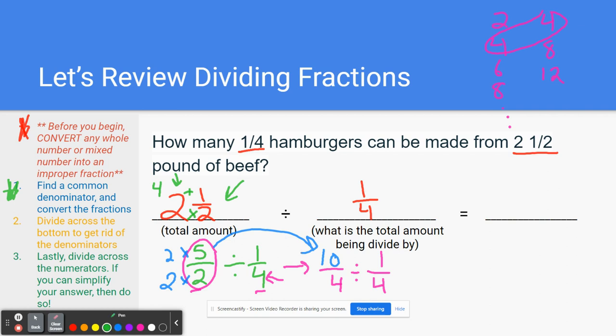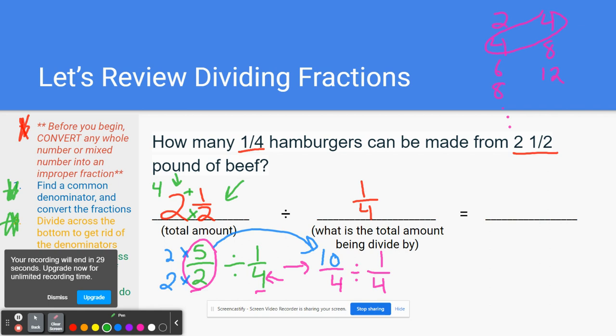Now, what we have to do is divide across the bottom to get rid of the denominators. That's the point of finding a common denominator. 4 divided by 4 is just 1. It cancels out. Now all we have to do is divide across the top. 10 divided by 1 is 10. And that is our answer. So how many 1/4 hamburgers can be made from 2 1/2 pounds of beef? 10 hamburgers.